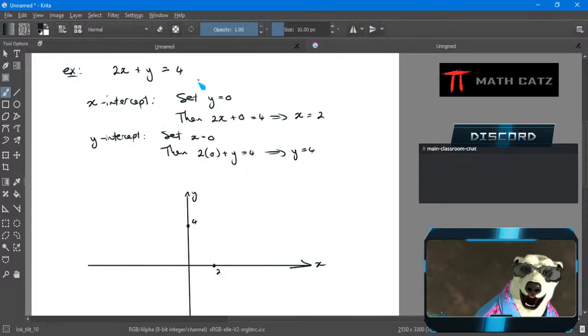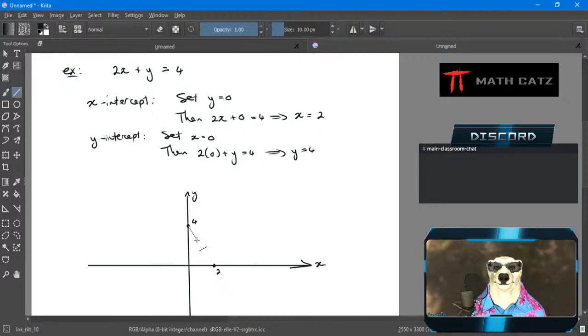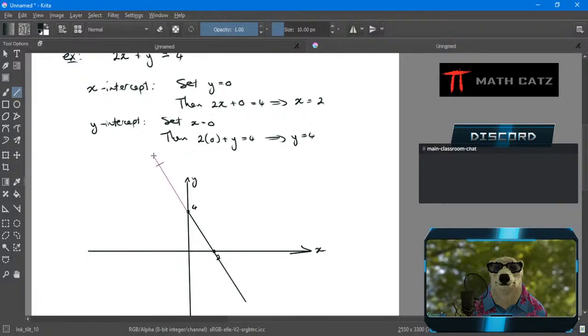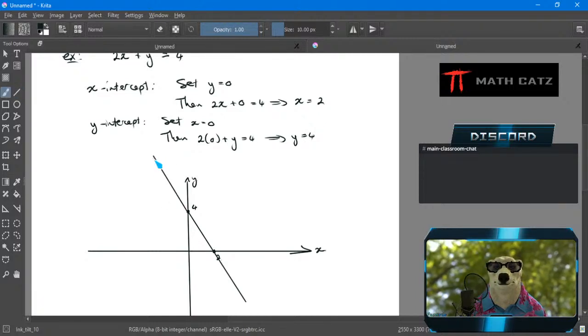Because it's a straight line, I just need 2 points that I can connect, and that specifies the line uniquely. Now, with my straight line tool, I'm going to do it in 2 pieces so that it actually looks straight. Otherwise, my guessing is going to be a disaster. Like so. And there we go. There's our straight line corresponding to the linear equation.